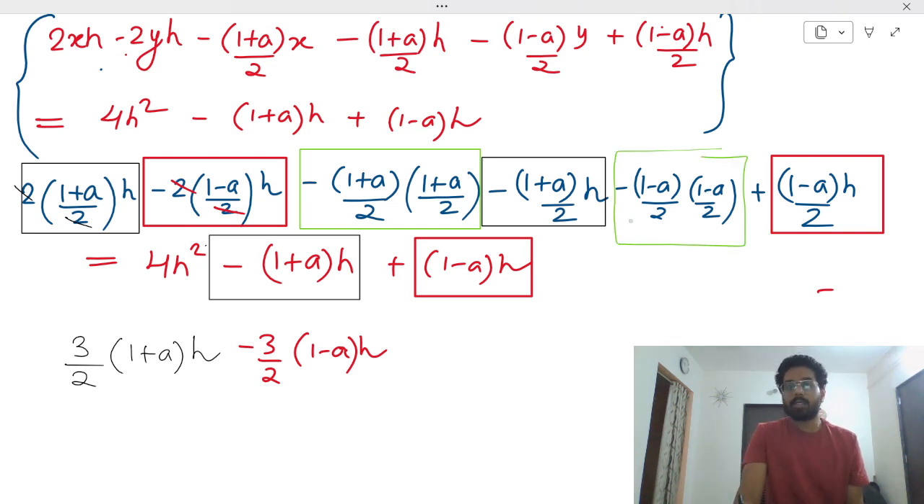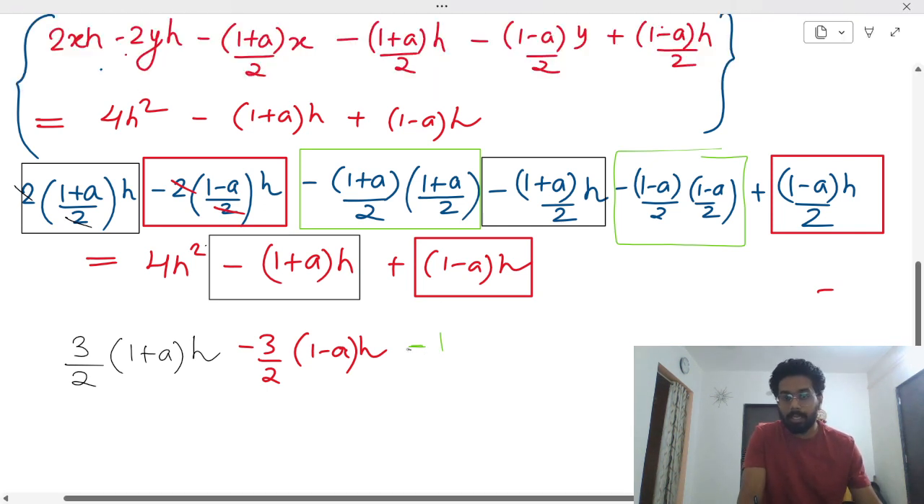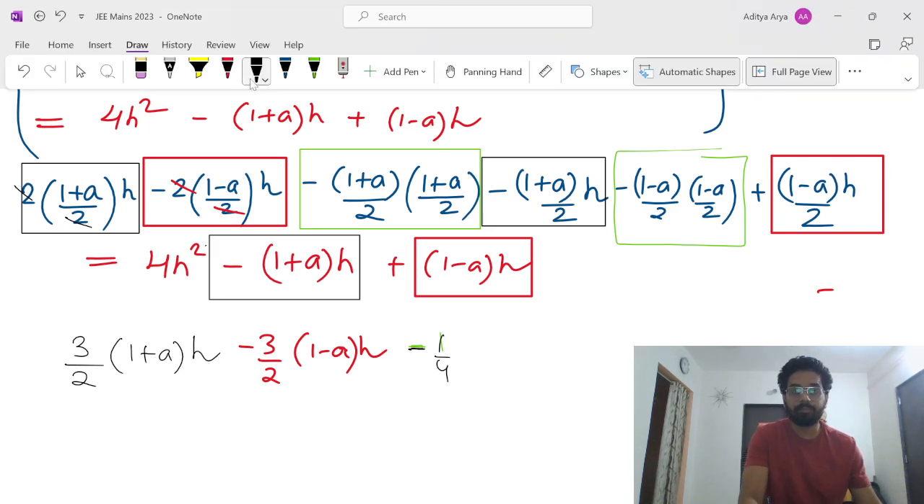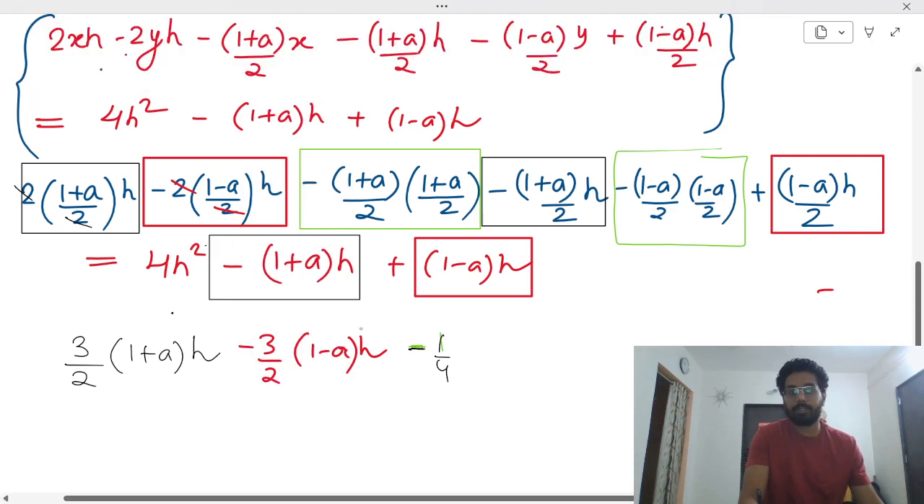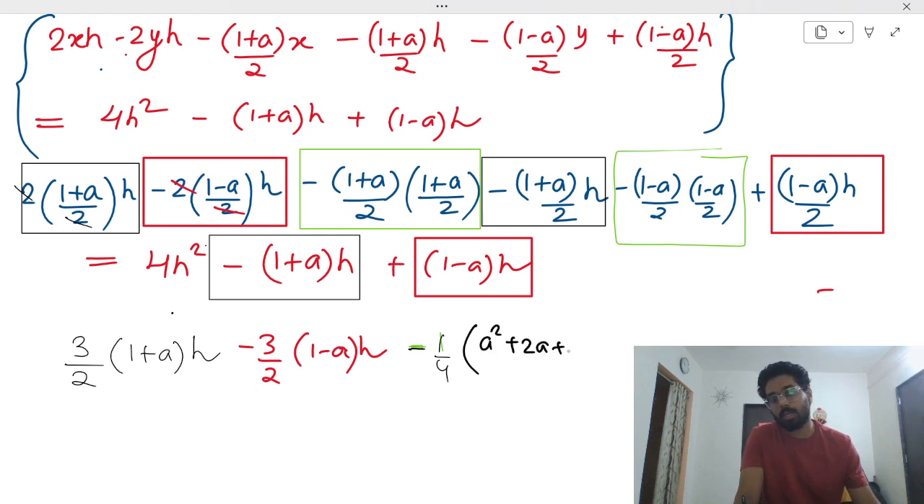Okay. So if we are going to solve this one, what are we going to have, guys? If I just write it down, we will take 1 by 4 common, okay, it's a calculation part. If we take 1 by 4 common of this, what we are going to have is (1 + a)(1 + a), which is a square plus 2a plus 1. Okay, this is minus over here. I have taken minus 1 by 4, so this will get added with this one.